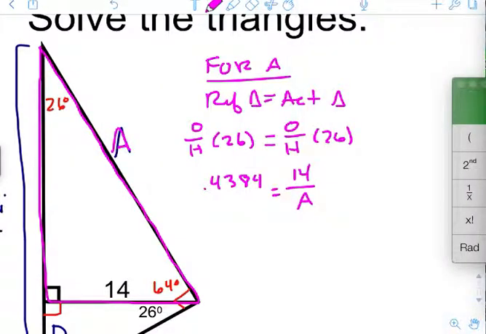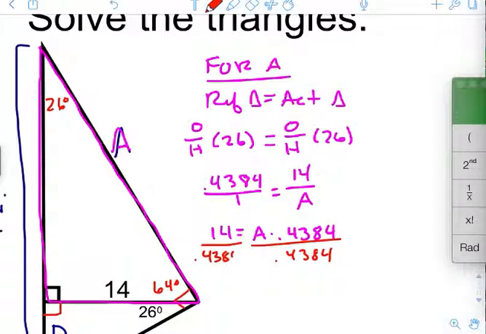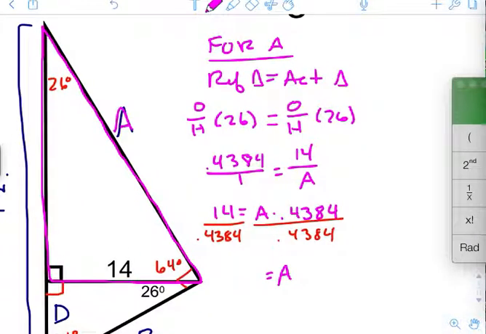Okay, so let's go ahead and continue to solve for A. I'm going to put over 1 so I can do some cross multiplying. So 14 is equal to A times 0.4384. So algebraically speaking, let's divide by 0.4384 on both sides. So A in this case is equal to, on our calculator, 14 divided by 0.4.